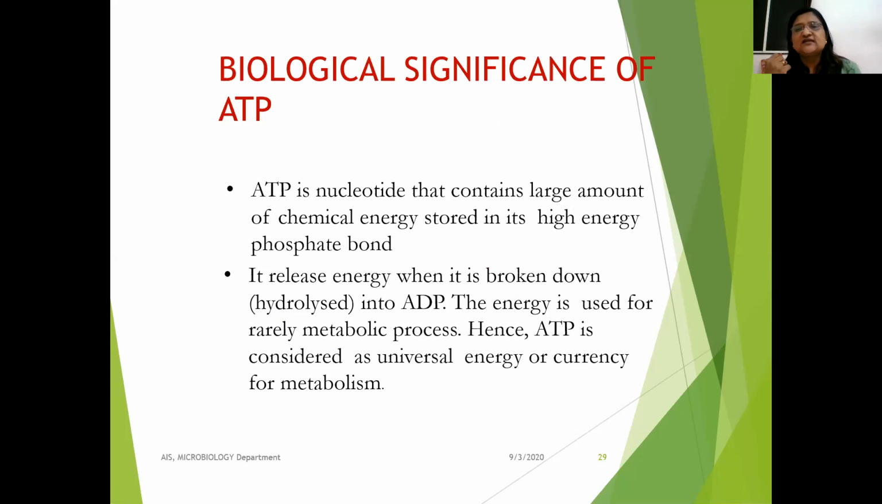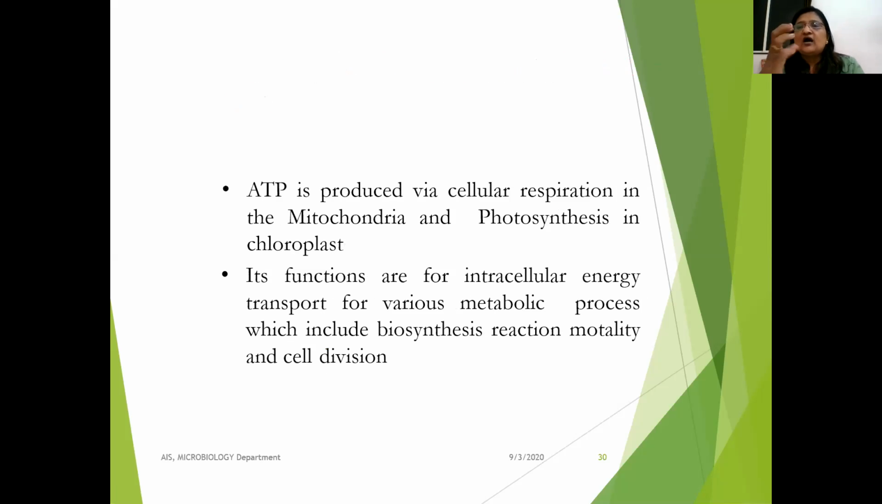What is the biological significance of ATP? Where is ATP needed? You can say that ATP is a currency or universal energy source for metabolic activity. For each and every reaction to occur in a cell or living thing, it needs some energy. This energy is provided by ATP. How is ATP produced? ATP is generally produced by two means. First, cellular respiration in the mitochondria, and the other process is photosynthesis in the chloroplast.